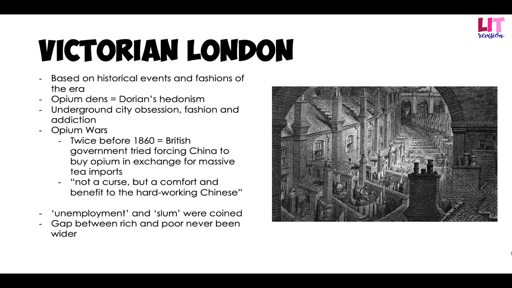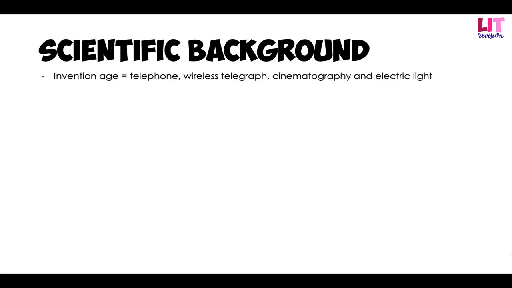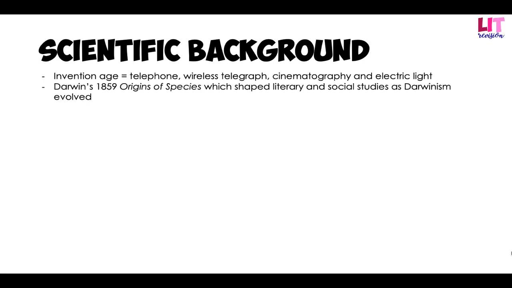Another point about the historical background of Dorian Gray is that this was a time in which the words unemployment and slum were coined. The gap between the rich and the poor had never been wider. It was a time of economic, political and social unrest. It's perhaps noteworthy that this was the invention age, the age that gave us the telephone, wireless telegraph, cinematography and electric light. It also produced Darwin's highly influential 1859 Origin of Species, which shaped both literary and social studies as the branch of Darwinism evolved, no pun intended.